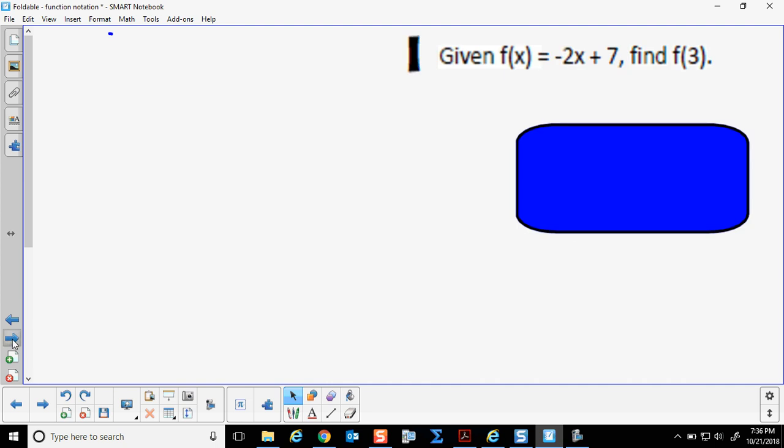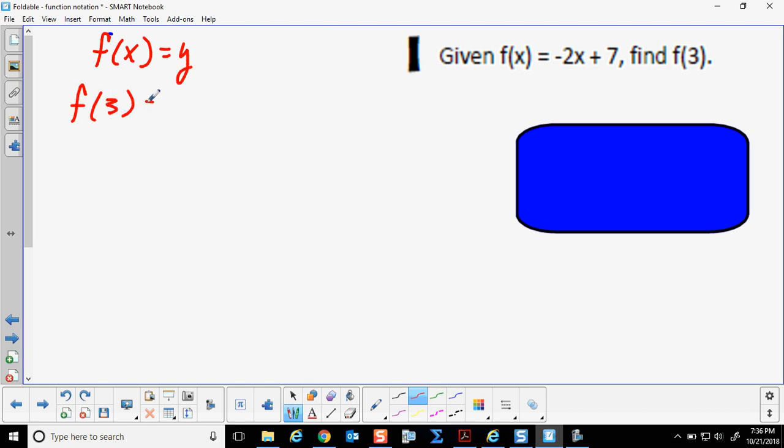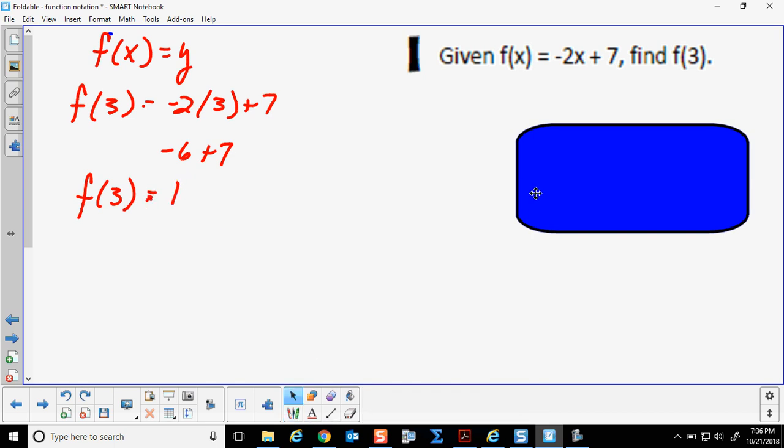Evaluating functions. Given f of x is equal to negative 2x plus 7, find f of 3. So remember, when you're working with function notation, f of x is equal to y. So f of 3 is equal to negative 2 times 3 plus 7. Negative 6 plus 7. So f of 3 is equal to 1. So the y is 1 when x is 3.